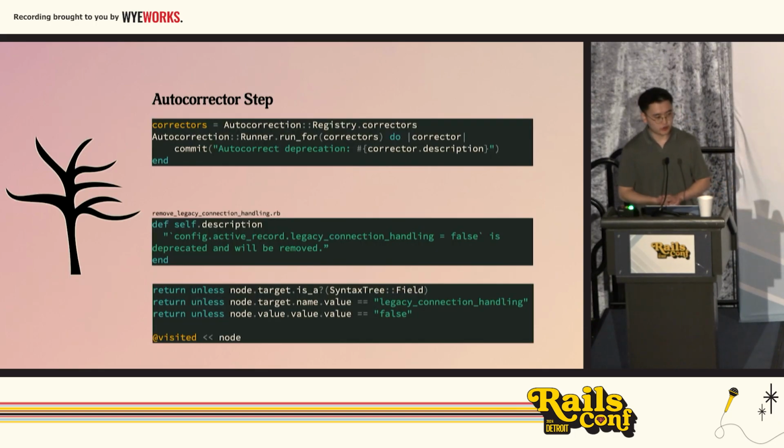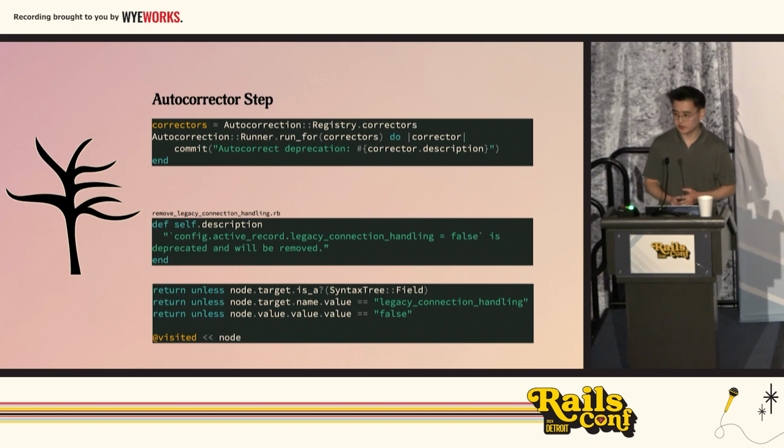We also have a step for auto-correcting deprecations. I won't go into too much detail about this one, as we have yet to write autocorrects for most deprecations, but in its current state, this step is able to auto-correct straightforward deprecations, such as those that require an API call to be removed or a renaming of a method.